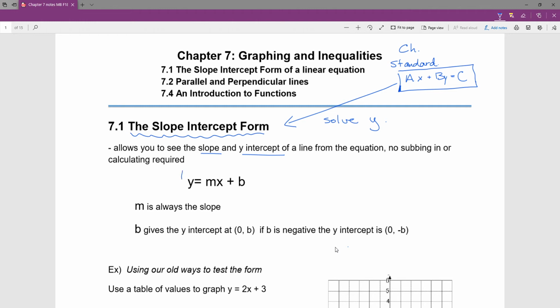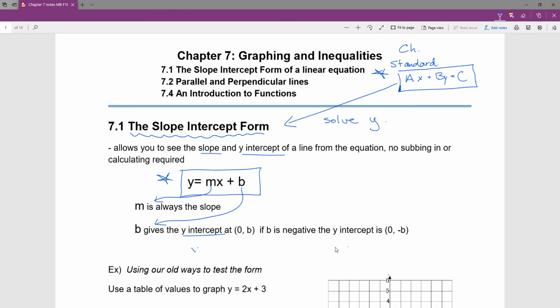So this is still a linear equation. It's a different form, right? It's not the standard form. It's the slope-intercept form. And when we take a look at this, the m is always the slope and the b is always the y-intercept.